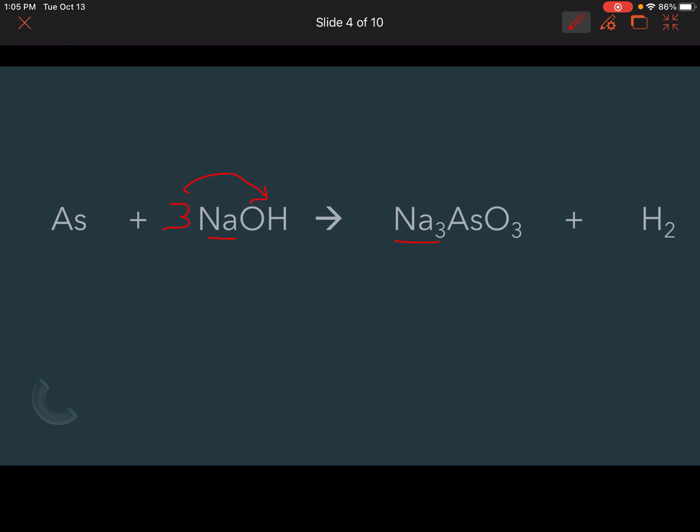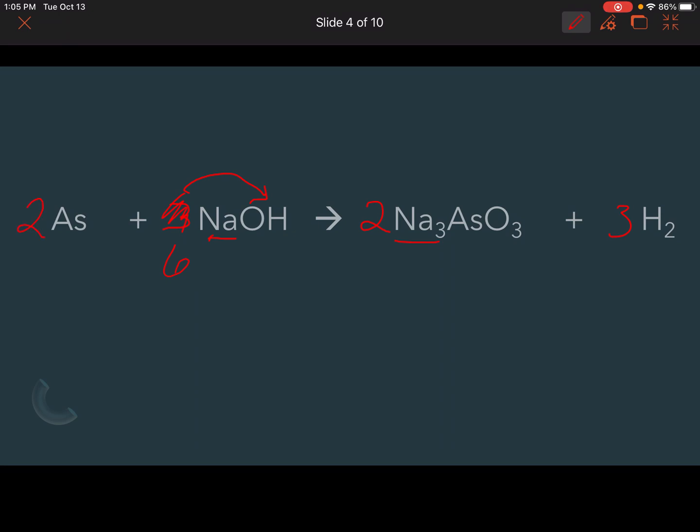When that happens, we often will try doubling things. So I'm going to go with 6 here instead, and I'm going to put a 3 here. Now, because I put that 6 there, I've now messed up my sodiums though, right? So now the hydrogens are balanced. I've got 6 on each side, but now my sodiums are messed up. So now I've got 6 sodiums here, so I'm going to put a 2 here. And now though, my As is messed up, so I'm going to put a 2 over here.